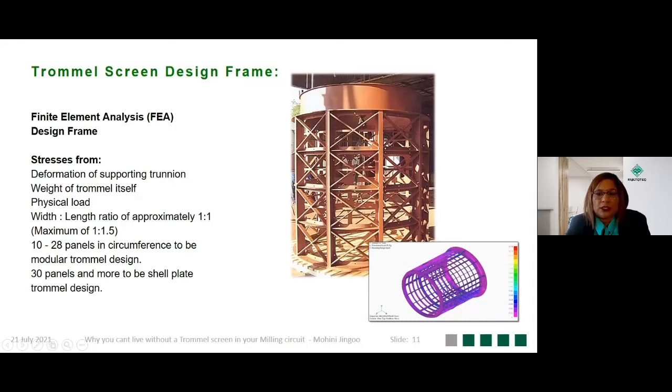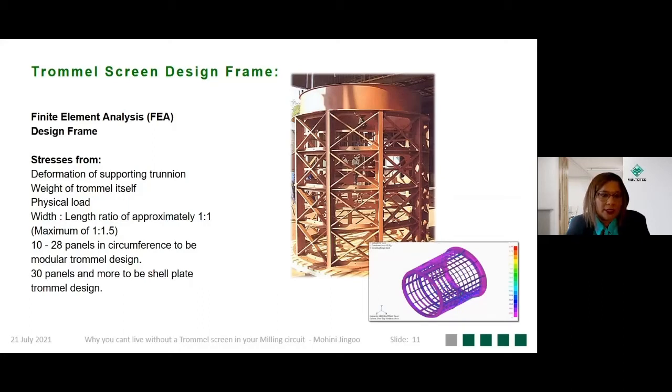Multotec trommel screen designs are done in accordance with the latest finite element analysis techniques, which reduce the fatigue stresses and also improve your trommel screen life. The following factors are taken into account when the trommel screen is designed. We look at the physical load on the trommel screen itself, the oversize, the particle size distribution, the solids SG, and the operating conditions.